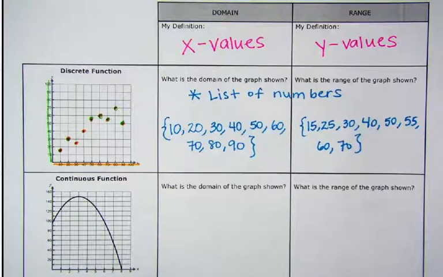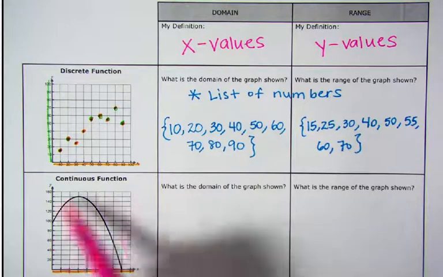So I'm going to show you how to go through and write the domain and range for a continuous function. But please know that we will be practicing this more in class. So if you don't quite get it the first time, it's okay. All right, let's start with the domain. So domain is talking about the x value. So again, I care about what is going on left to right.